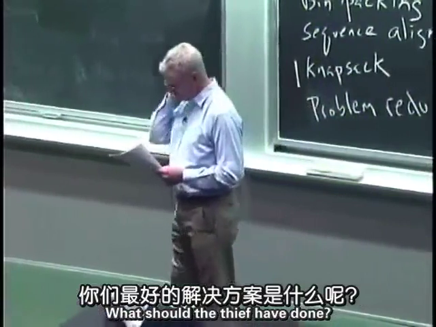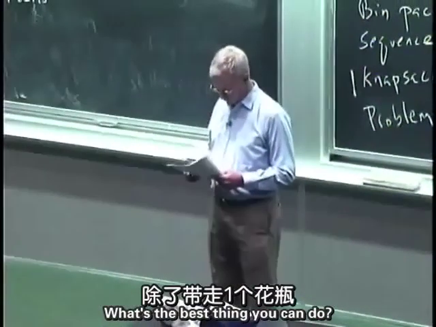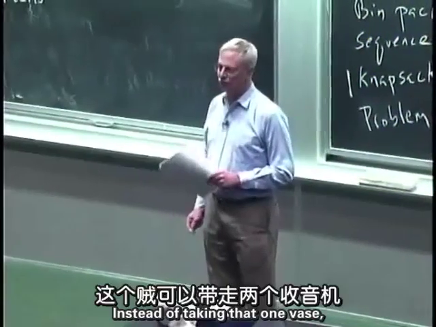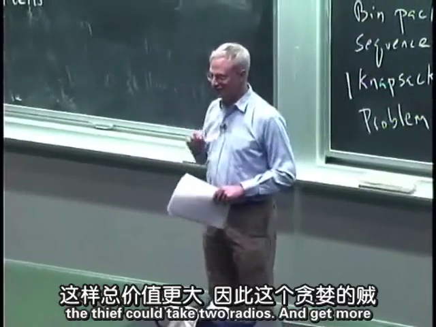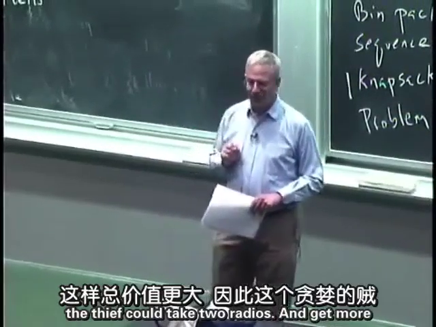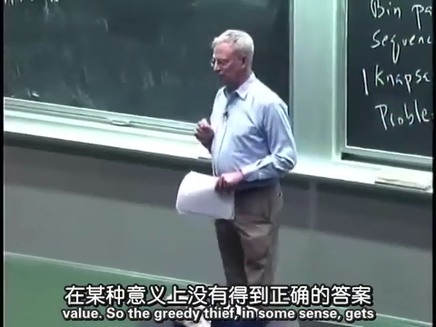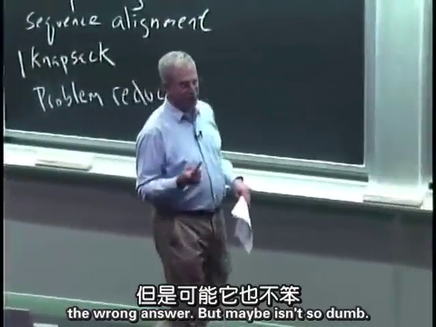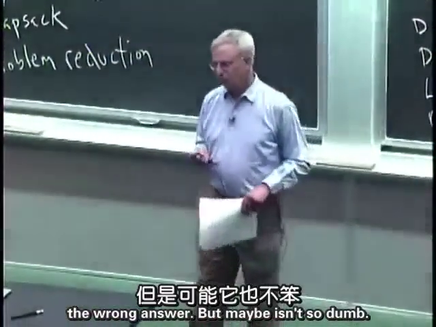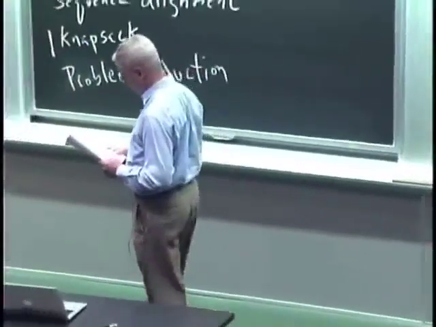Right? What should the thief have done? What's the best thing you can do? Instead of taking that one vase, the thief could take two radios and get more value. So the greedy thief, in some sense, gets the wrong answer, but maybe isn't so dumb.